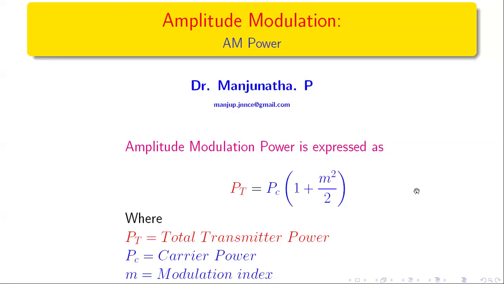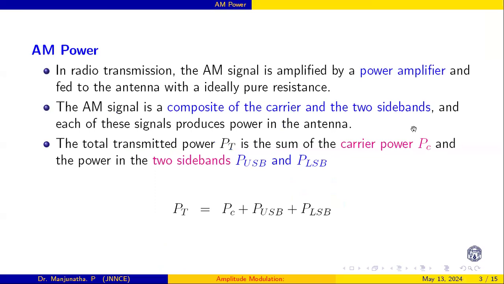In this video, I am going to derive an expression for power in amplitude modulation. AM power: in radio transmission, the AM signal is amplified by a power amplifier and fed to the antenna, which is ideally a pure resistance. Means there are some blocks. Initially there is a modulator, then the output of that modulator is fed to the antenna. Before feeding into the antenna, there is a power amplifier.